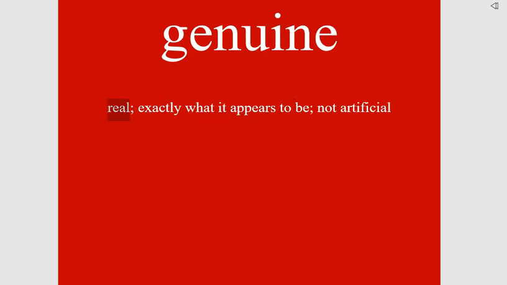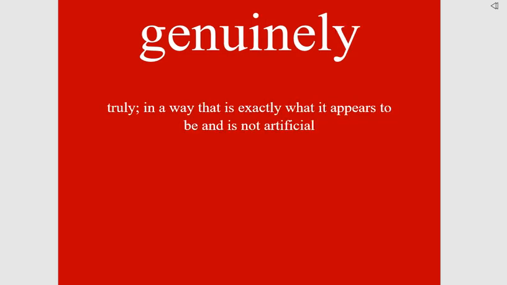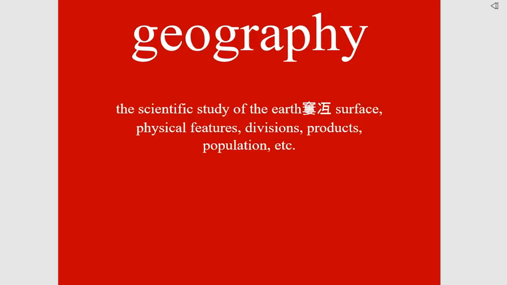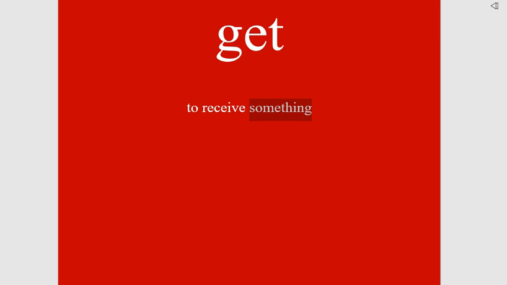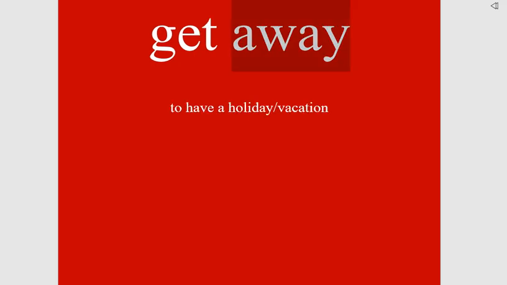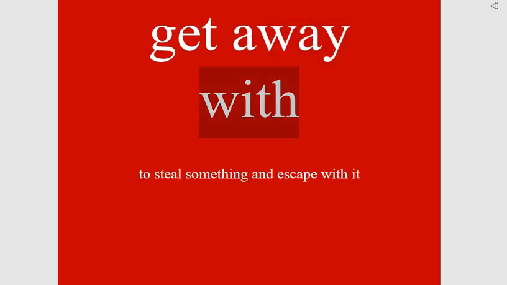Genuine. Real, exactly what it appears to be, not artificial. Genuinely. Truly, in a way that is exactly what it appears to be and is not artificial. Geography. The scientific study of the Earth's surface, physical features, divisions, products, population, etc. Get. To receive something. Get away. To have a holiday/vacation. Get away with. To steal something and escape with it.